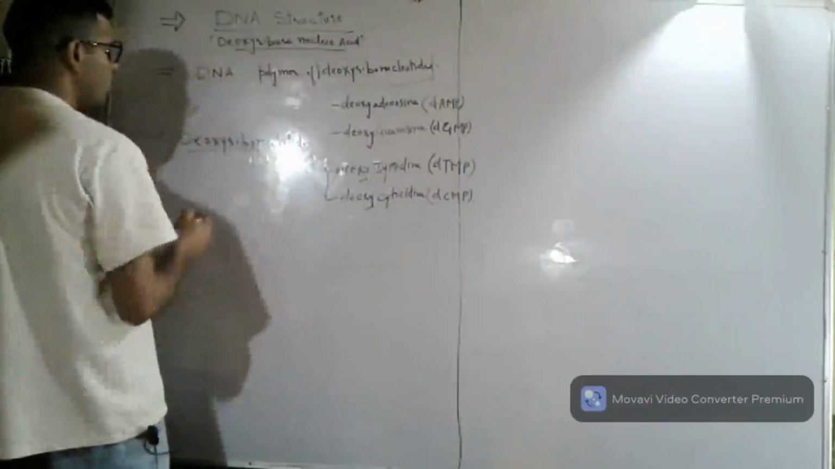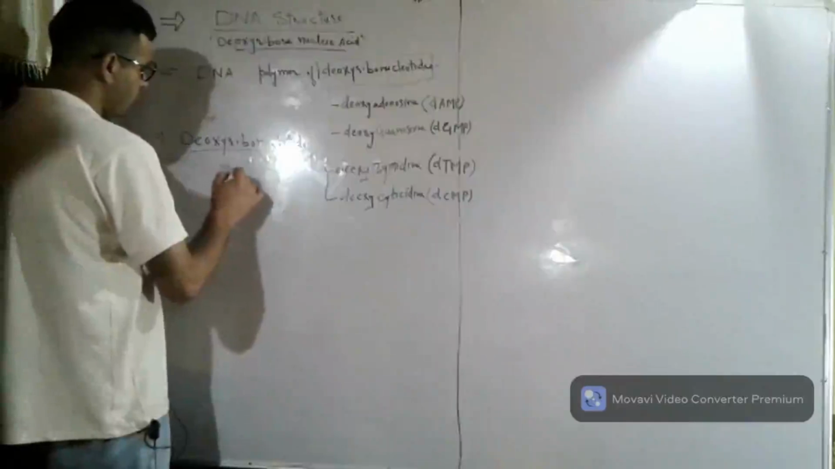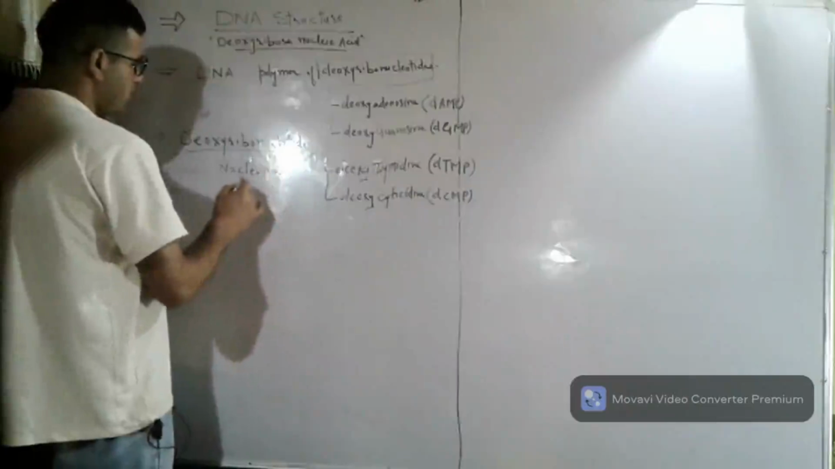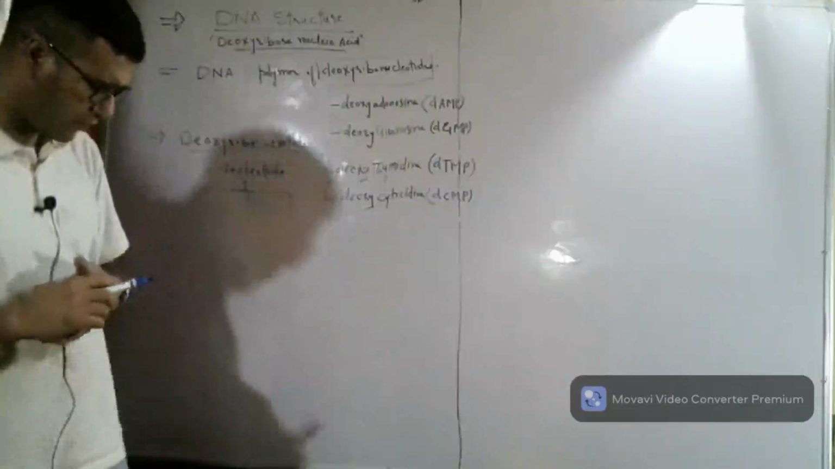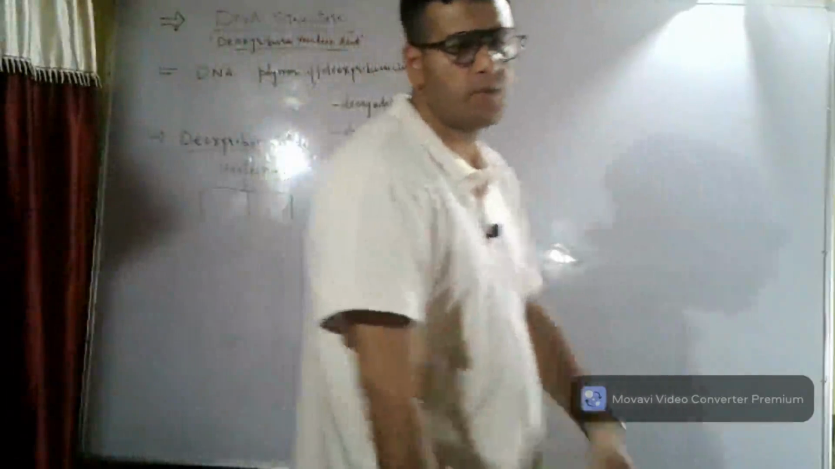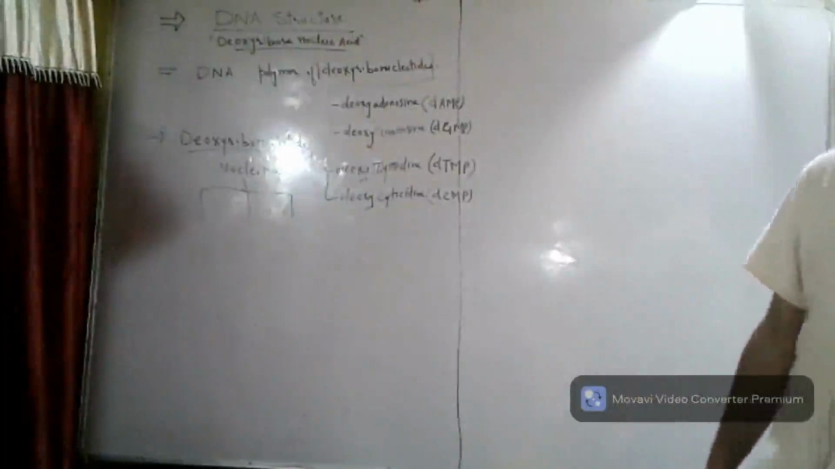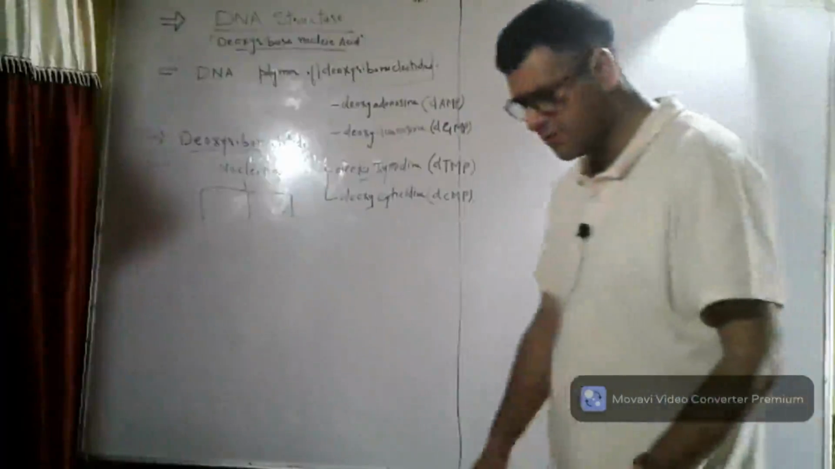This deoxyribonucleotide is basically a nucleotide. Now, how many components do we have in a nucleotide? A nucleotide has three components. One is called the sugar component, another is called the phosphate component, and the third one is called the nitrogenous base.